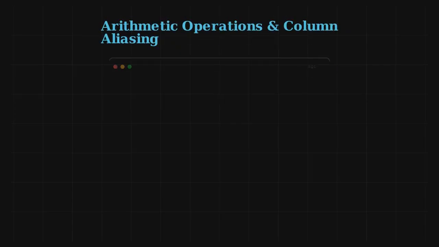SQL lets you perform math directly in your query. Here, we calculate an employee's annual salary by multiplying the monthly rate by 12. The calculated column can be given a clean alias using the AS keyword.